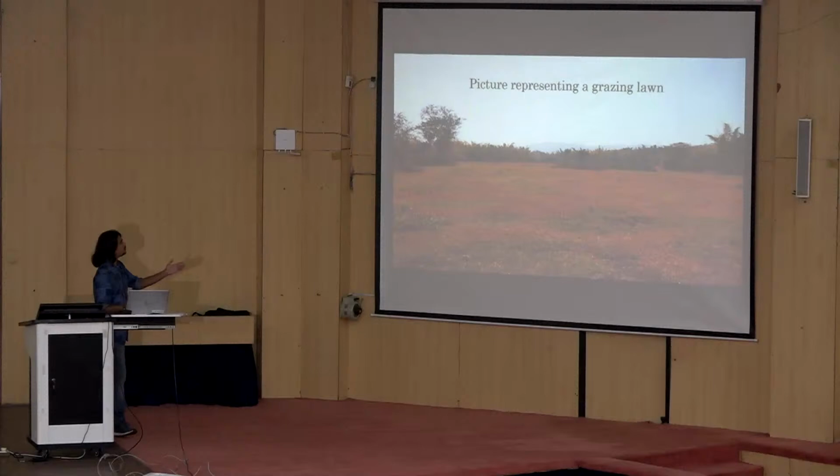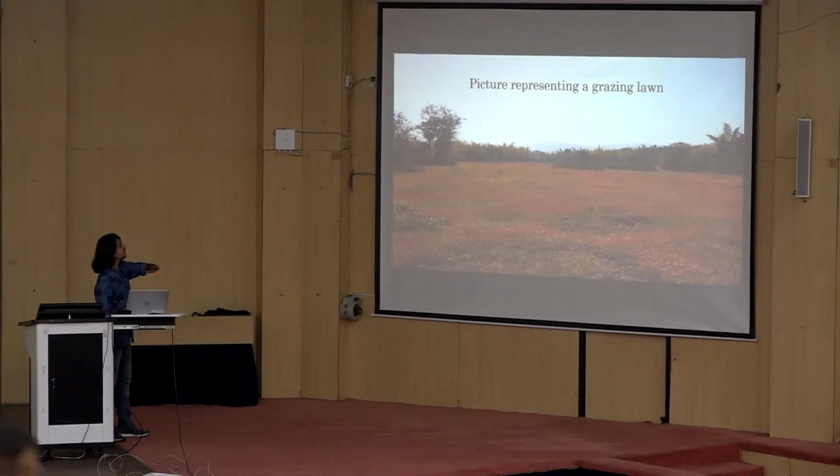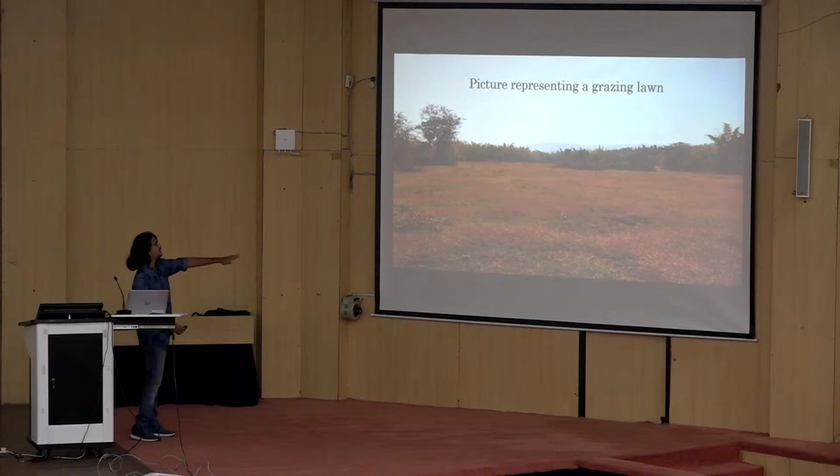Here's a picture of what a grazing lawn looks like in my study area. We can clearly see a continuous layer of very short grass underneath, and in between we have trees and shrubs here and there.